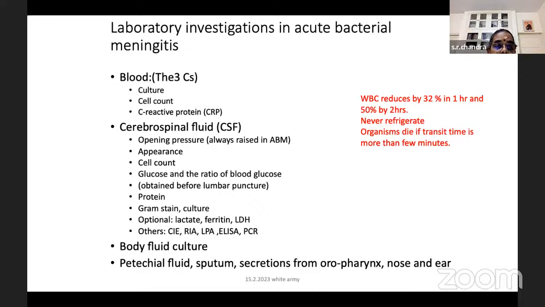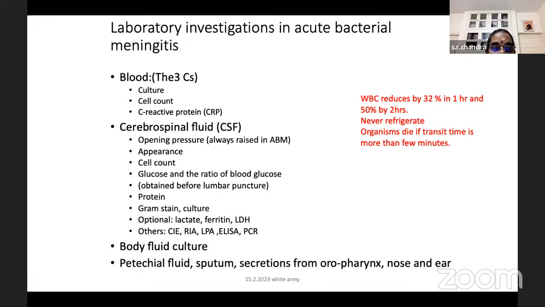Then look at the color. It is usually cloudy. Check the cell count. Glucose and the ratio of the blood glucose: CSF glucose to blood glucose level, you should calculate. If the patient is a diabetic, CSF glucose will be high. Still, it might indicate really low glucose. The blood glucose should be obtained before the lumbar puncture. Then look at the CSF protein. Do the gram stain, culture, and optional, not always, you can do lactate, ferritin, and LDH.